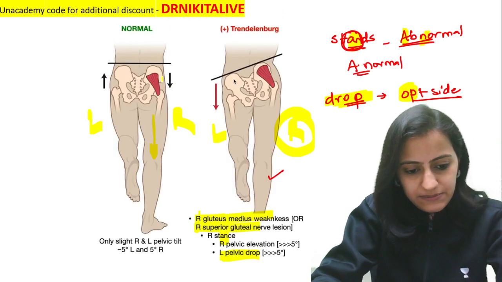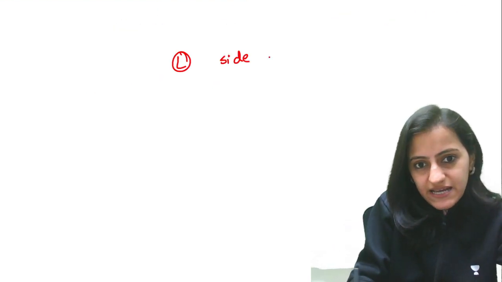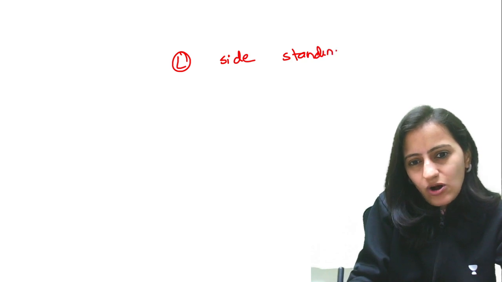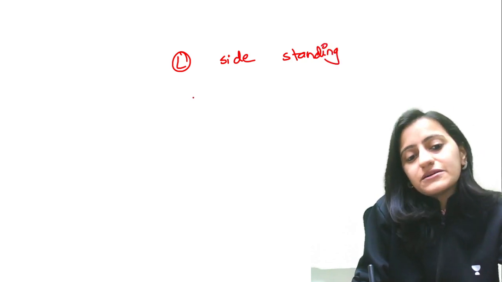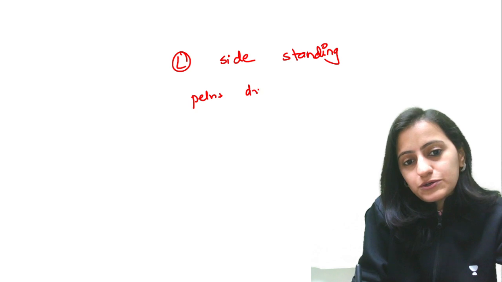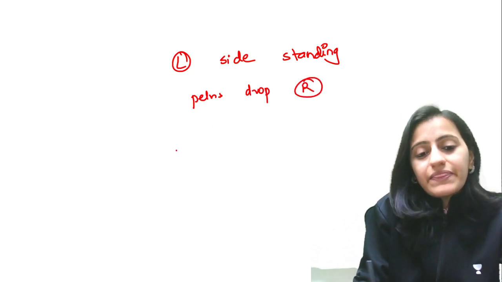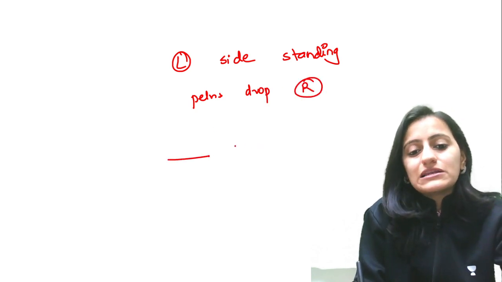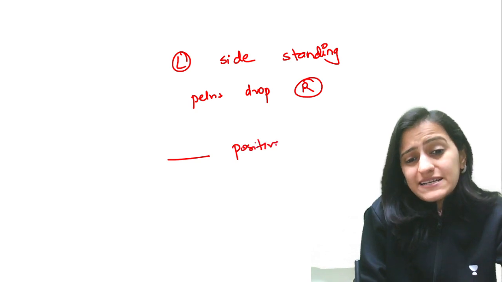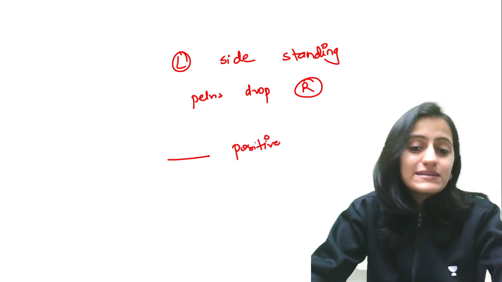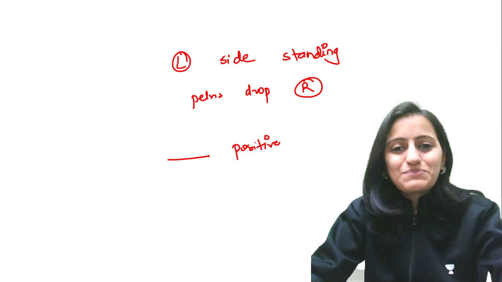So now if I ask you to evaluate, there's a patient standing on the left side, and the pelvis is dropping to the right side, then on what side is the Trendelenburg sign positive? Is it the left side positive or is it the right side positive? Do let me know in the comments.